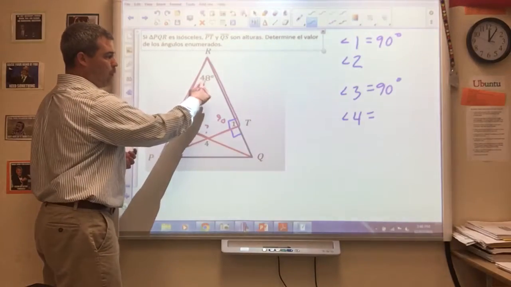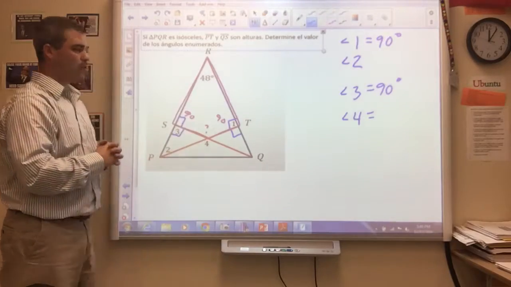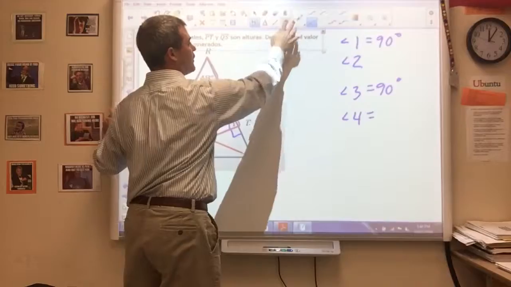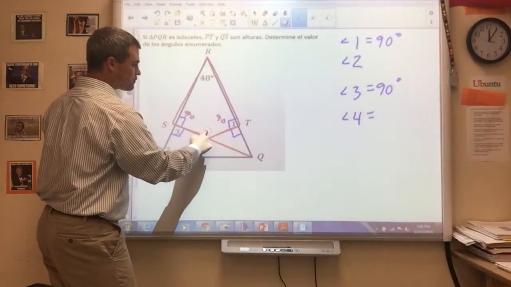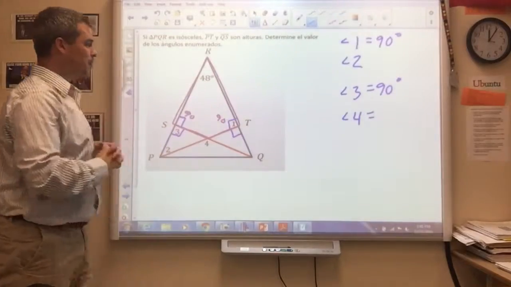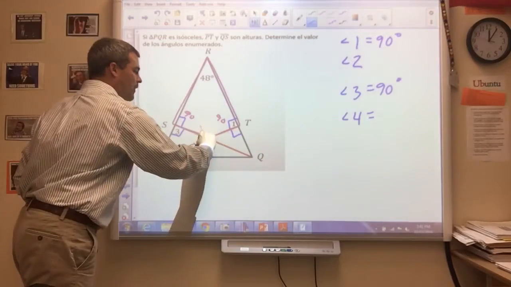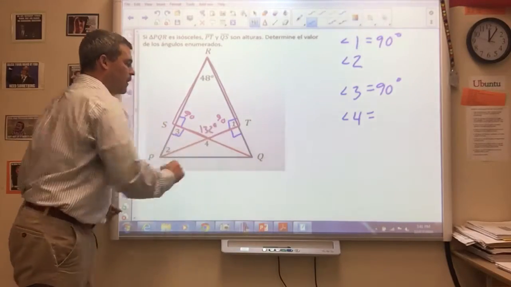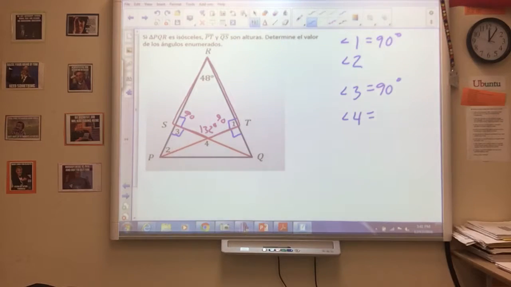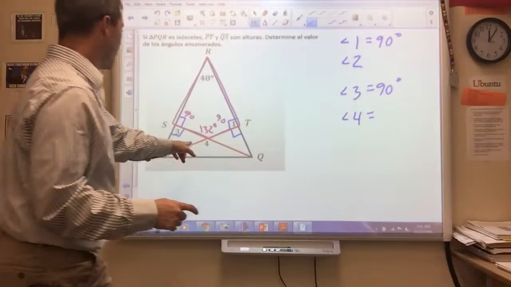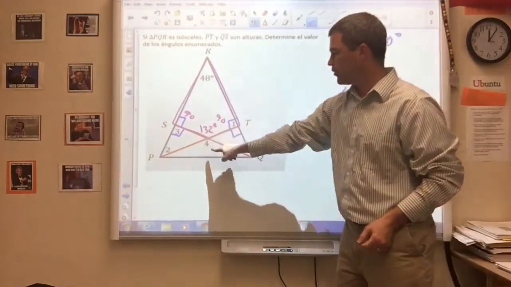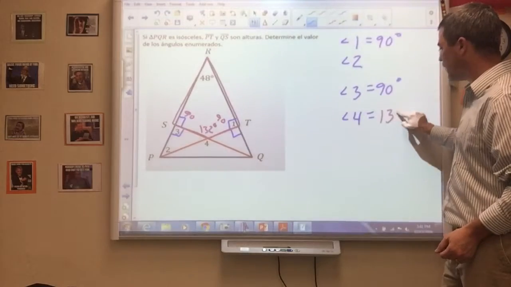I need to figure out what I would add to 48 to get 180 degrees, the other half of the line that I'm currently missing. So by doing 360 minus these 3 angles, I would get that this angle right here is 132 degrees. Now, why is that important? That's important because angle 4 is vertical to that angle. So if this is 132, angle 4 is equivalent to that.